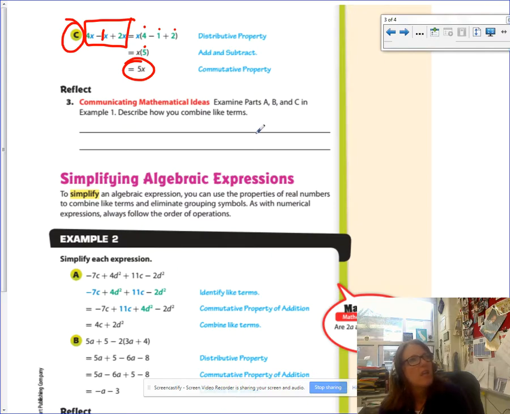All right, communicating, examine parts A, B, C in example 1. Describe how you combine like terms. Okay, you go ahead, think about that one. You fill that one out. Pause the video and take a moment to reflect on that.